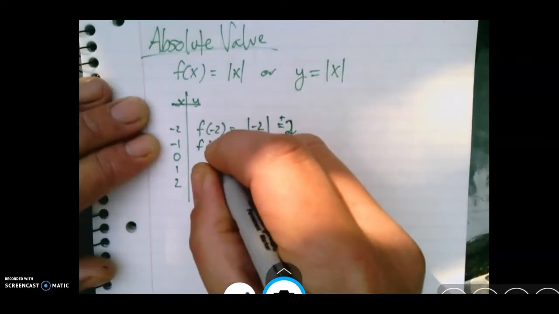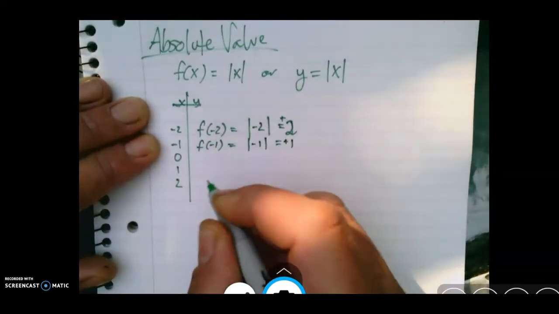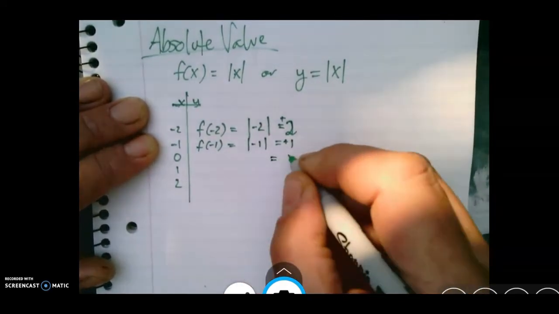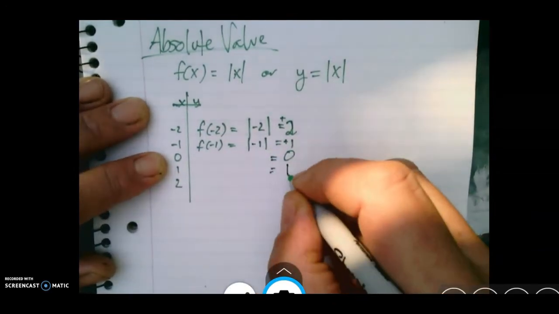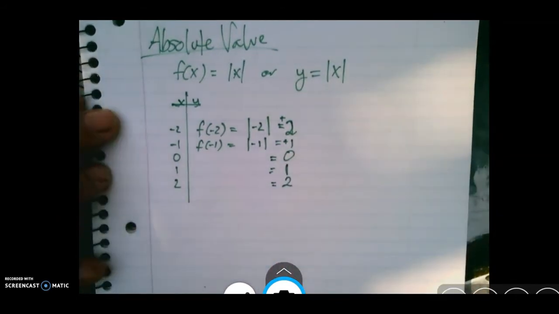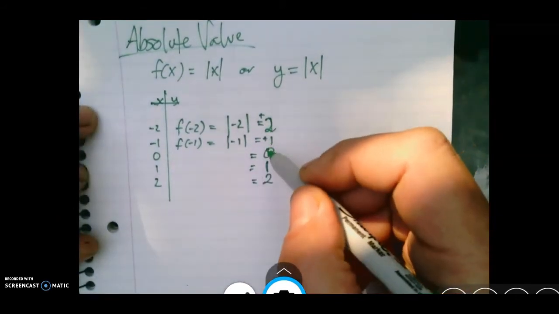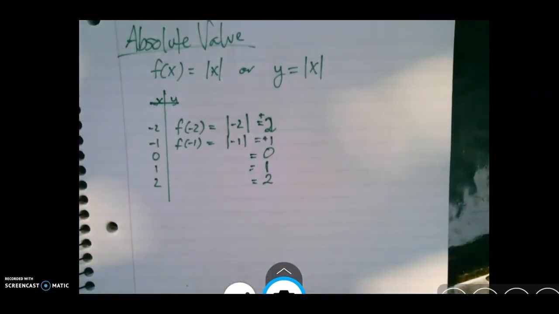And when you plug in -1, it would turn to +1. 0 would still be 0. Now here's the deal. 1, if it's already positive, it stays positive. 2 would stay positive. So because it goes positive, then 0, and then positive again, that's kind of weird, and that's what gives it its shape.